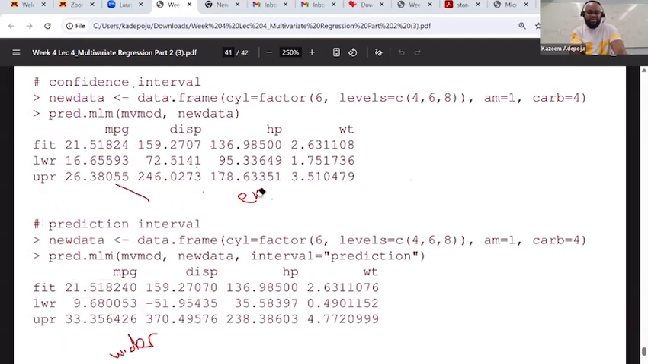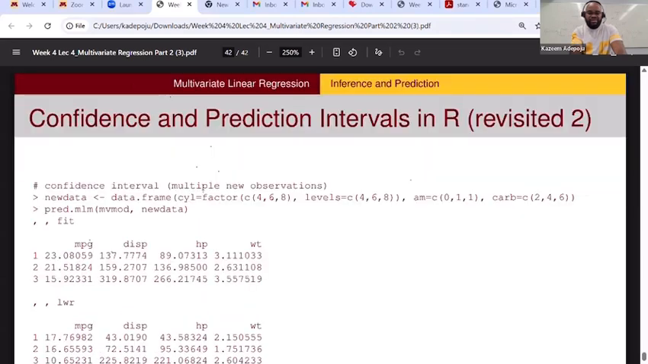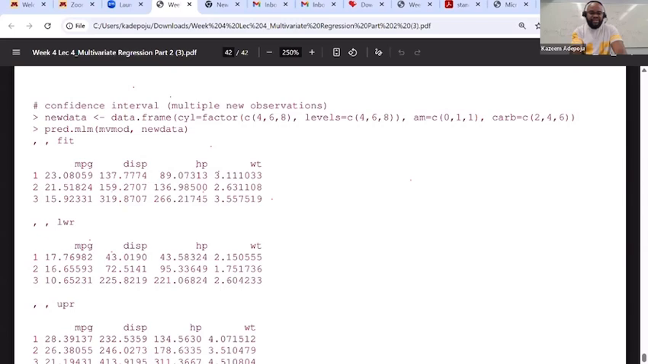So I think that is all I've got. This is revisiting all of that for MPG. Right now, I'm making predictions for all the levels, 4, 6, and 8, and for when they equal 0, 1, and 1, making the prediction interval and confidence interval for all of that.